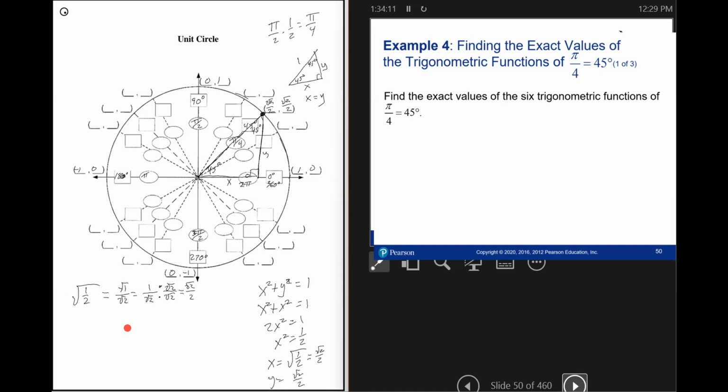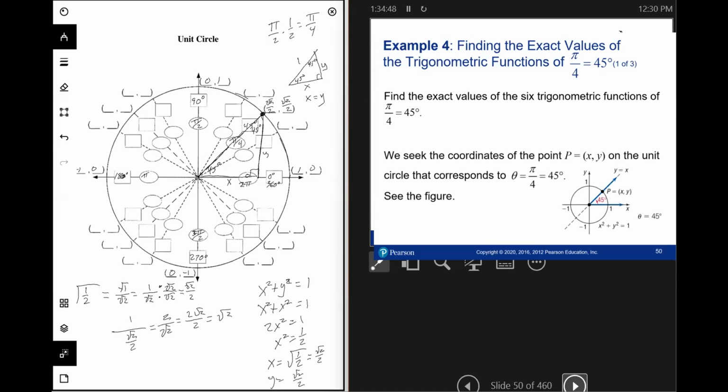So I want the reciprocal of the square root of 2 over 2, which is 2 over the square root of 2. And then I multiply numerator and denominator by the square root of 2. So I get 2 square root of 2 over 2, which is the square root of 2. So secant and cosecant are the square root of 2. Yeah, I went through that kind of fast, didn't I? Because I'm going to show you another way of finding those numbers. But let's look at what they did.